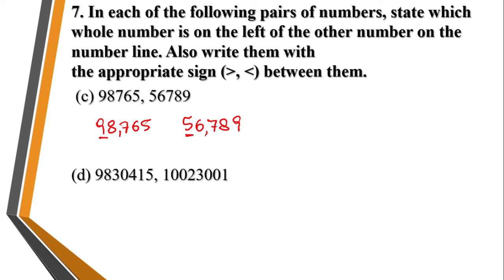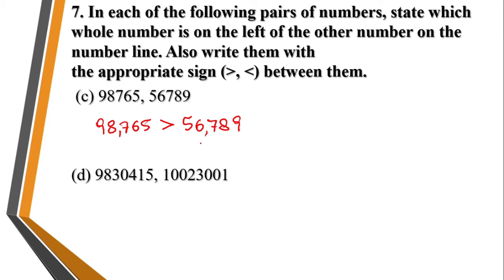Now 9 and 5 are different. Now if we compare them, 9 is greater than 5. So in the first number we have 9 as the leftmost digit. So we can say 98,765 is greater than 56,789. Now we got to know the appropriate sign, right? Now we know which number is smaller and which number is greater. Now we can easily say which number is on the left of the other number.